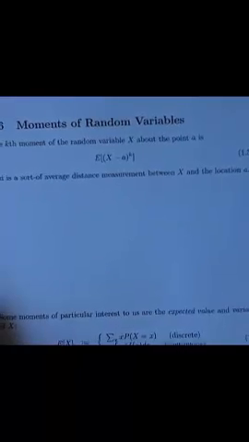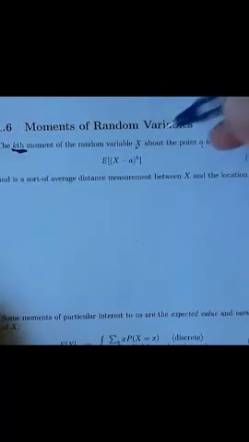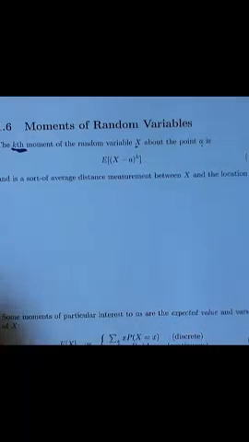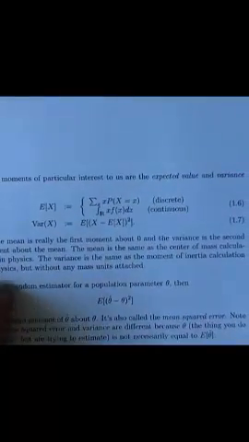All right, let's talk about moments of random variables. So the kth moment of a random variable x about a point A is the expected value of x minus a raised to the kth power. Whoa, what the heck does that mean? Well, I'll tell you what. Let's jump down here for a second.